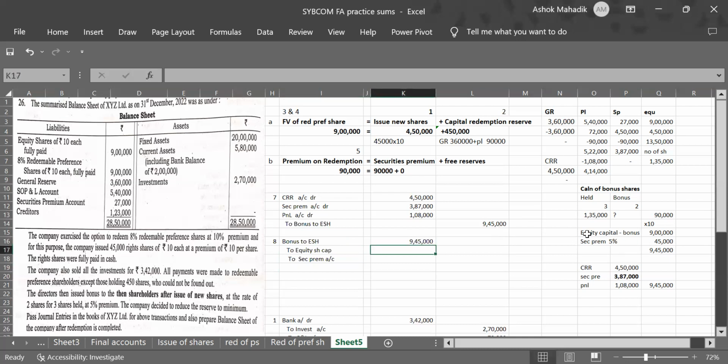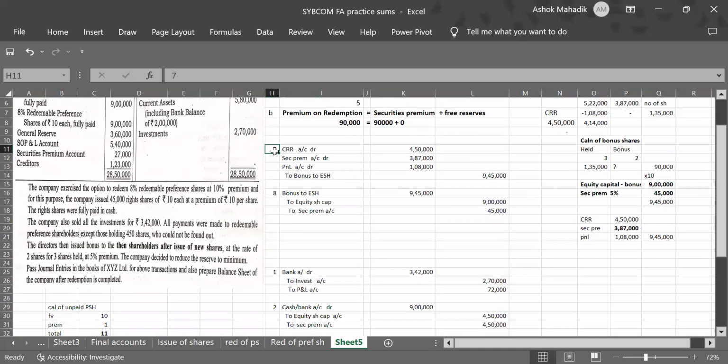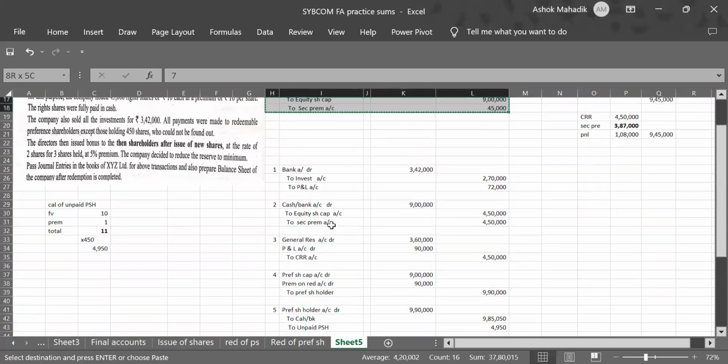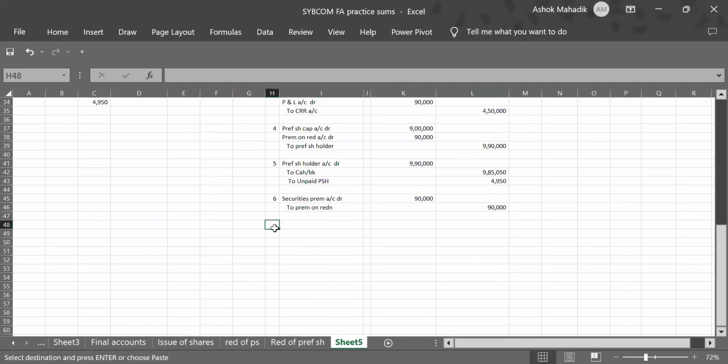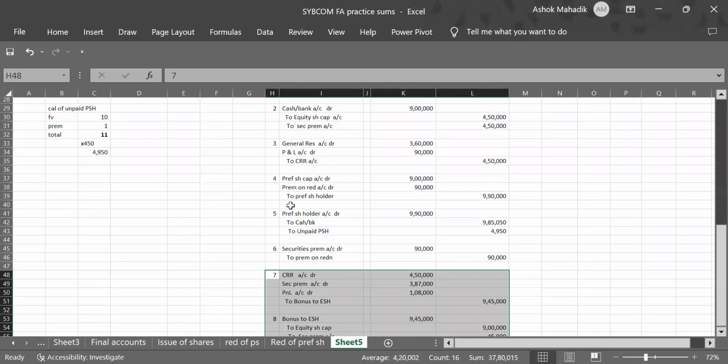and here we had shown, okay, how much is capital and how much is premium. So equity capital is 9 lakhs and securities premium is 45,000. Clear? That's it. Okay. So then these two entries are for bonus shares. Now I'll just arrange them again in order. I'll copy paste these entries in their place, and shift all these entries above.